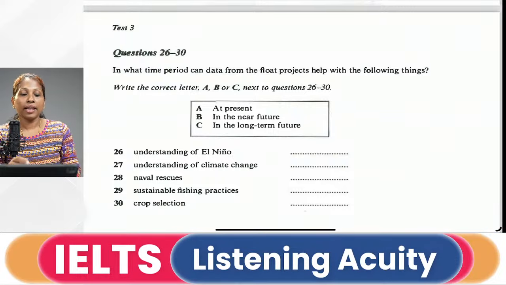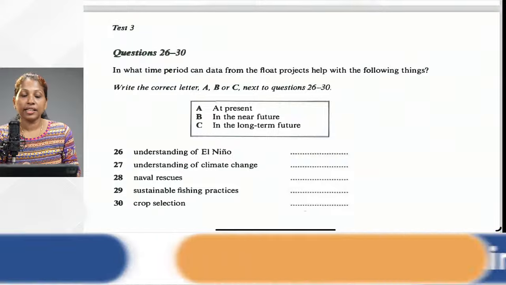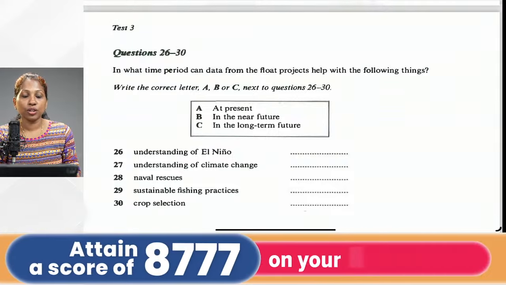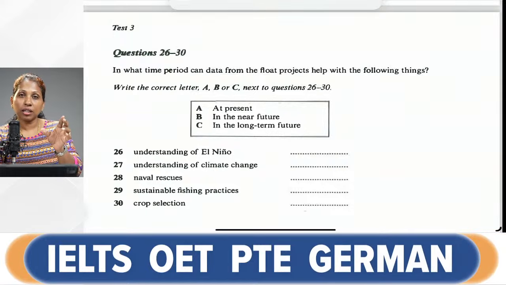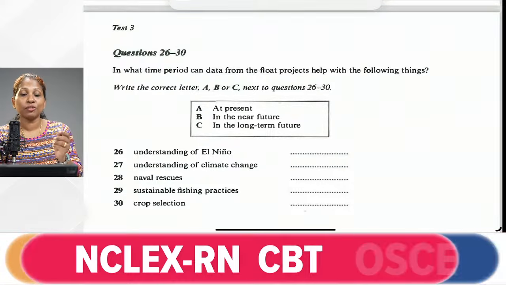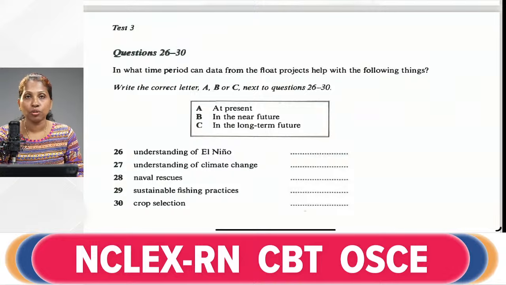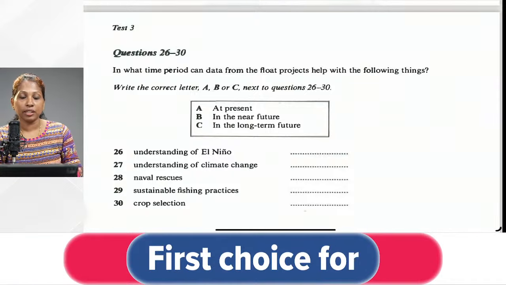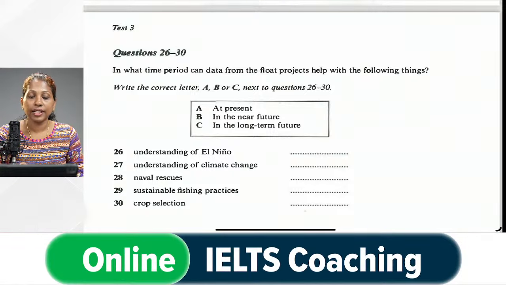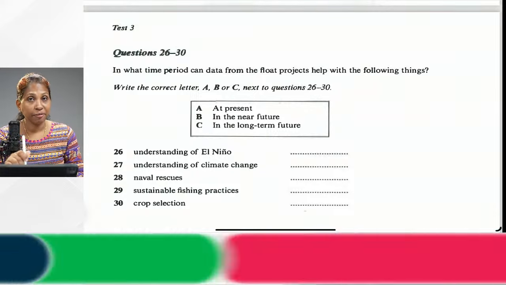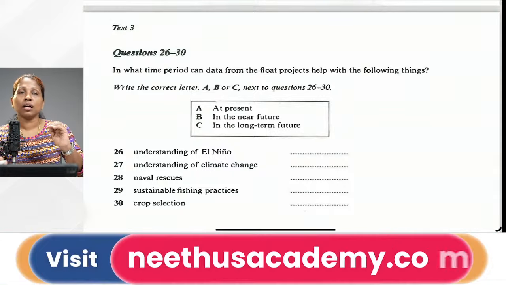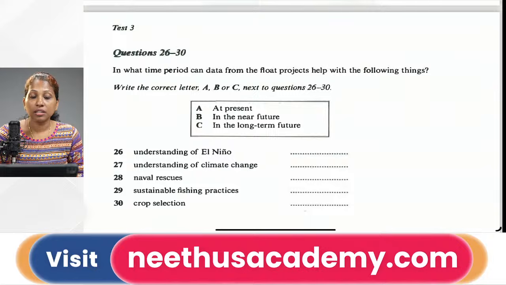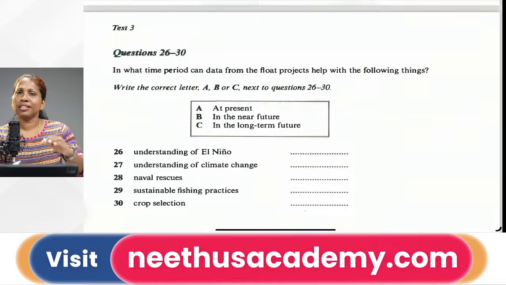Write the correct letter A, B or C next to questions 26 to 30. Questions 26 to 30 have particular attainments or achievements which can be done with the help of this data from the float. These things can be understood or done more clearly. Then you have 3 options. A, at present, right now. B, in the near future, meaning somewhere near, not after a long period of time. Third, C, in the long term future. That means it will take some time.